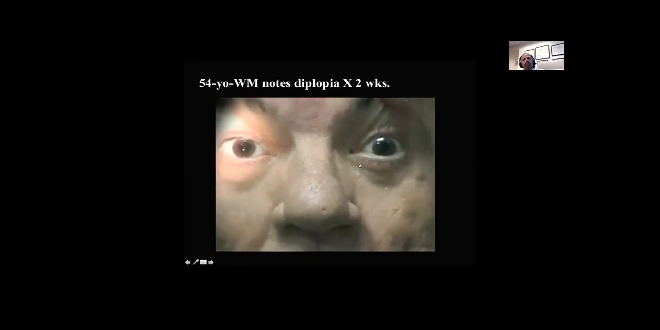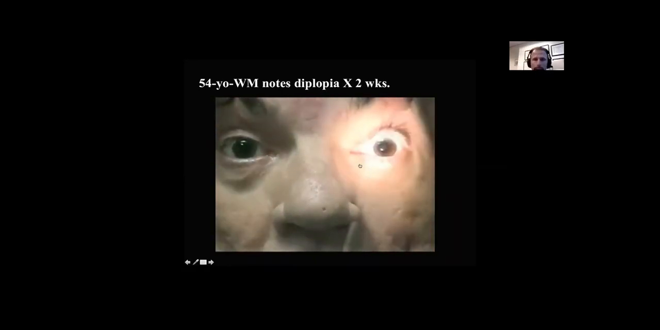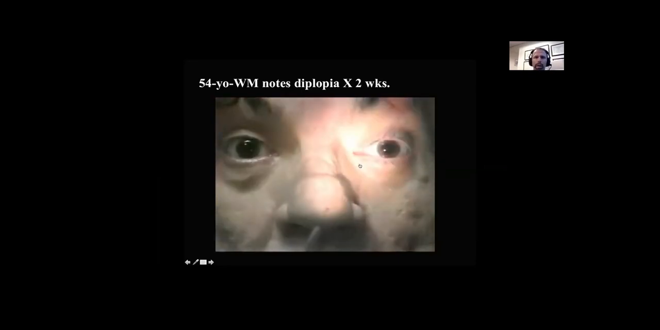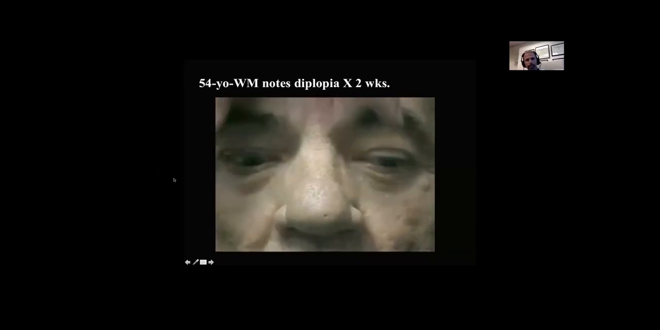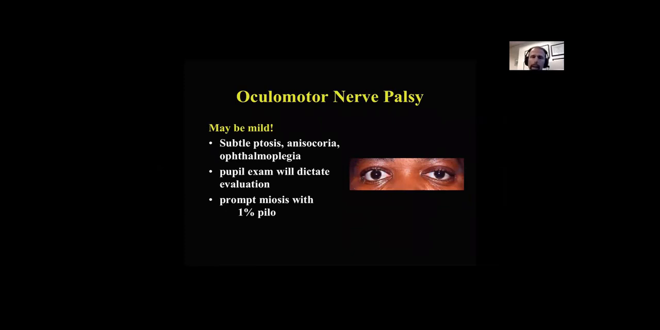Now, does his eye move up and down and in? Yes. Does it look like a textbook? No. But things are not always going to look textbook. This is a mild left third nerve palsy with pupil involvement. So the point of the slide is that a third nerve palsy may be obvious. The lid's shut. The eye doesn't move up, down, or in. But it can be mild.